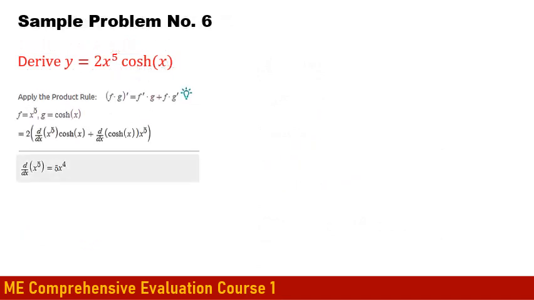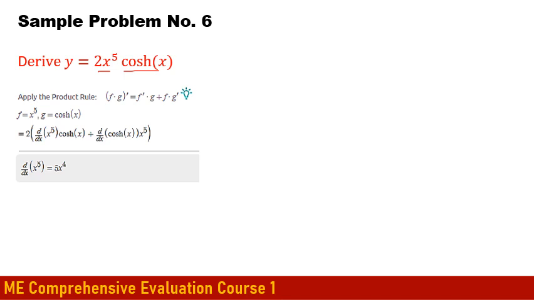Okay, we have sample problem number 6. Derive y equals 2x to the power of 5 times hyperbolic cosine of x. If you look at it, we have two functions that are being multiplied. So we can apply the product rule because it's a product of two functions.